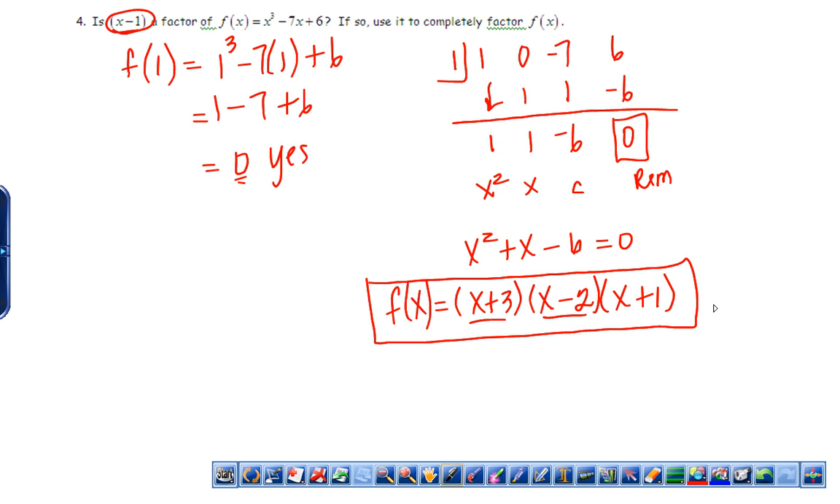We could graph this if we wanted to. Let's go ahead and do that real quick. This is a cubed, so it's going to look like this. And we know our zeros right here, they are at negative 3, they are at negative 1, and they are at 2. It's going to go up this way and down this way, and it's going to have 2 humps. So it's going to go here, here, and here.